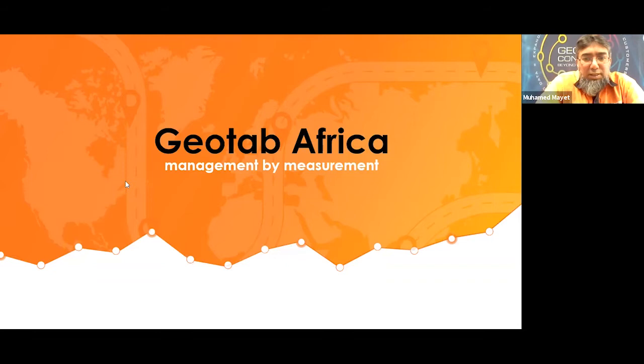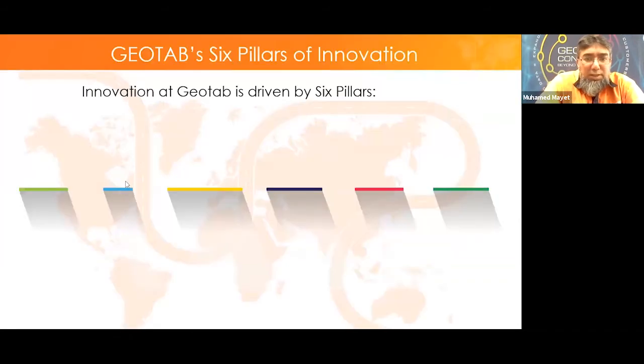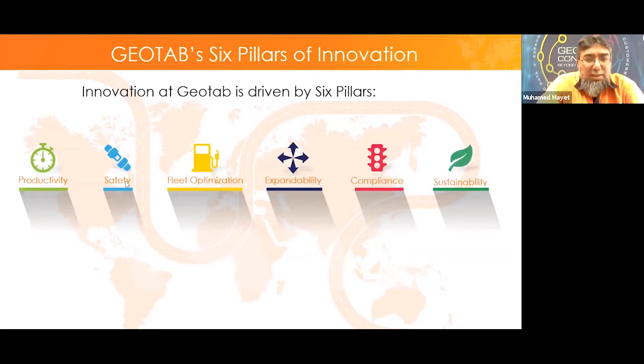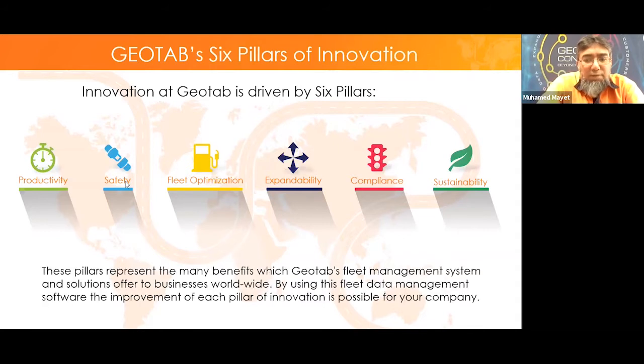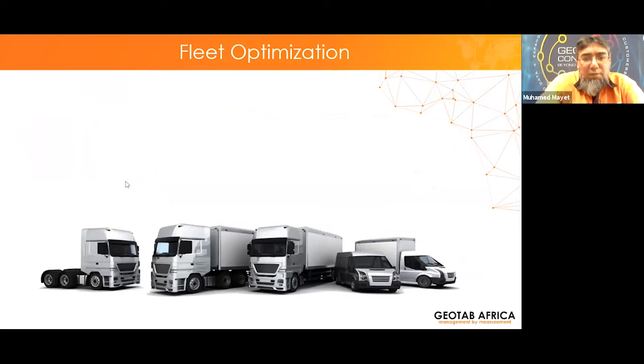Today, I will be discussing the Geotab 6 pillars of innovation. Innovation at Geotab is driven by 6 pillars, which is productivity, safety, fleet optimization, expandability, compliance, sustainability. These pillars represent the many benefits which Geotab fleet management systems and solutions offer to the business worldwide. By using this fleet data management software, the improvement of each pillar of innovation is possible for your company.